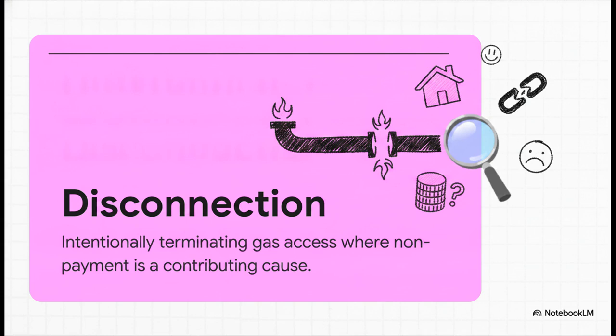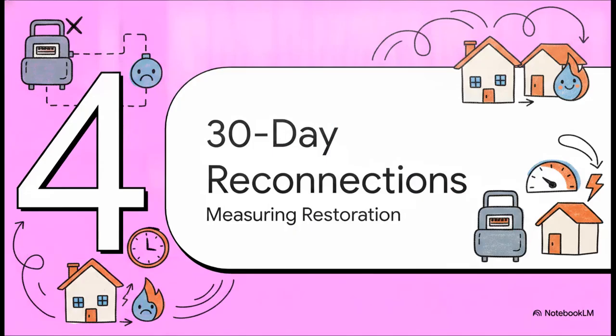And the definition they use here is incredibly specific. It is when the entity intentionally terminates a customer's access to gas. What's absolutely vital to understand here is that if a disconnection happens for a bunch of different reasons, it still has to be included in this count if non-payment or even underpayment was a contributing cause. This specific metric ensures that the harsh reality of energy poverty can't just be swept under the rug using administrative loopholes. Next up, Part 4, tracking 30-day reconnections.